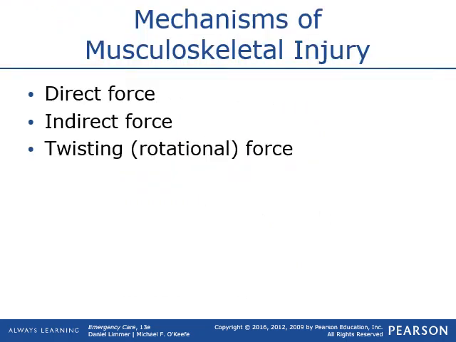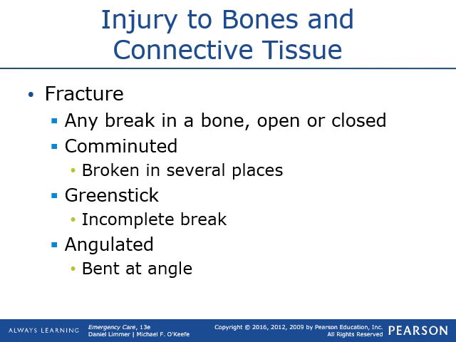General guidelines for emergency care. The different mechanisms of injury: you have direct force, indirect force, and then twisting, rotational. A fracture is any break in a bone, whether it's open or closed. Comminuted, broken in several places, not just one place. A greenstick is incomplete, hasn't gone all the way through the bone. Think of a crack in the windshield, how it doesn't go all the way through at times. That would be like a greenstick. Angulated is a bent angle.